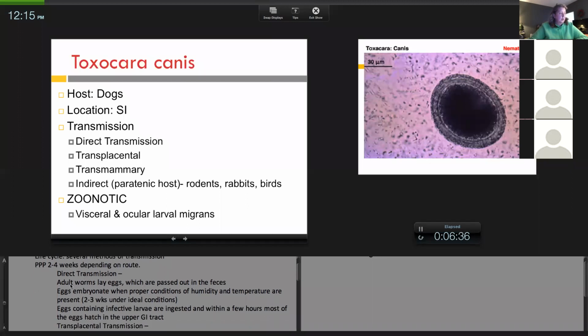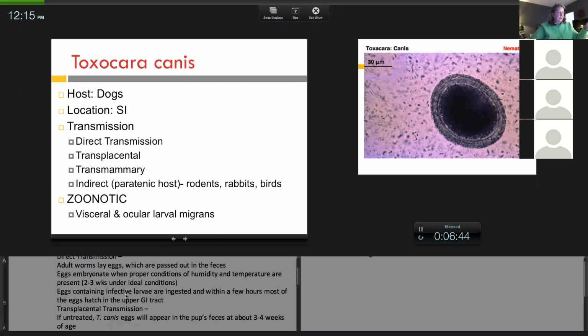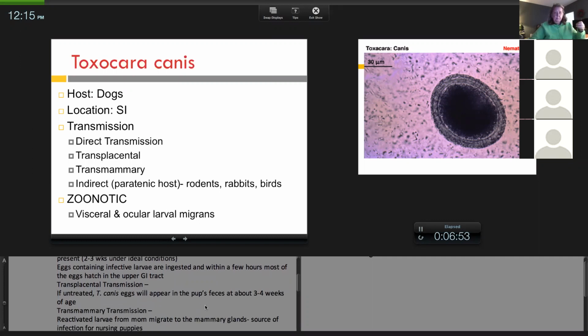So here's some notes about transmission. The worms lay the eggs. The eggs are passed in the feces. They can be ingested, and then they're going to seed and begin their life cycle. I don't know, JC, that would be interesting. I don't know too much about that, but I know in Giardia you can sometimes find the ova, but I don't know too much about that.